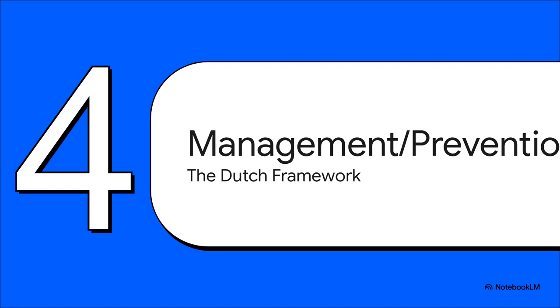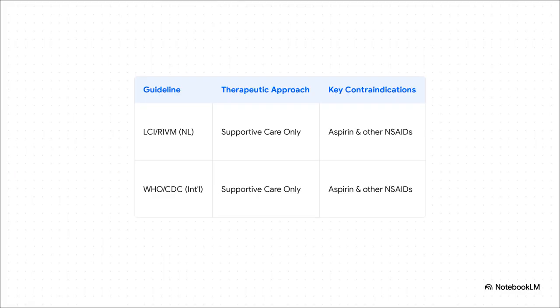Okay, so we've established how to diagnose it. Let's pivot now to management and prevention, and look specifically at how this all fits within the Dutch framework. And what you see here is that, thankfully, everyone is on the same page. Whether you look at the Dutch LCI/RIVM guidelines or international ones from the WHO and CDC, the story is identical. The therapeutic approach is supportive care only. That's it. And there's one massive contraindication to remember: no NSAIDs, no aspirin. They can worsen the bleeding risk, which is already a huge concern.